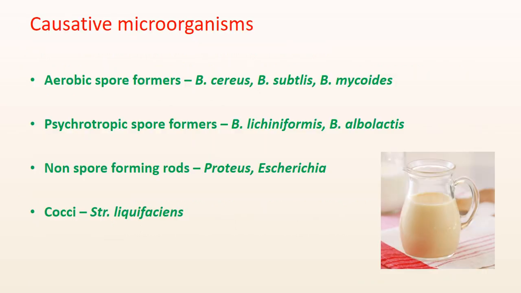Here are the causative microorganisms responsible for sweet curdling. The aerobic spore formers like Bacillus cereus, Bacillus subtilis and Bacillus mycoides. Then psychrotropic spore formers, that is, organisms which grow at low temperature, like Bacillus licheniformis and Bacillus albolactis. Then non-spore forming rods like Proteus and Listeria species, and some cocci like Streptococcus liquefaciens. So these are some of the important causative organisms for sweet curdling.